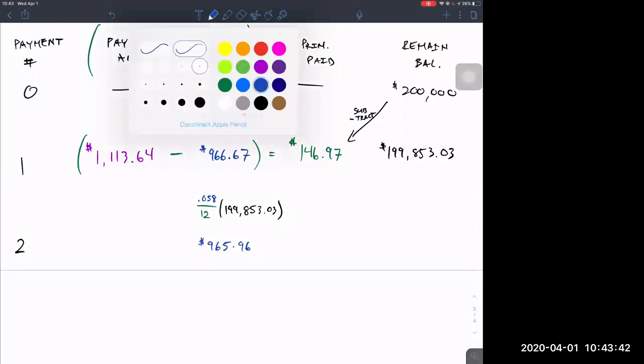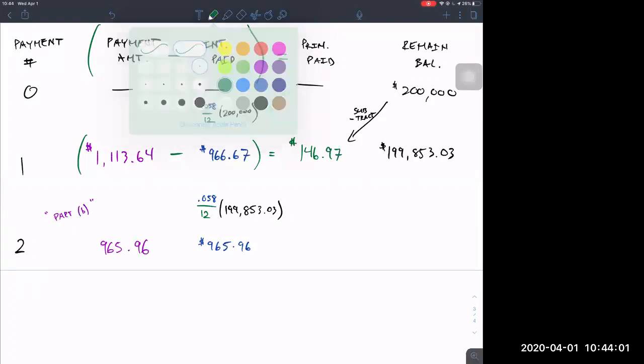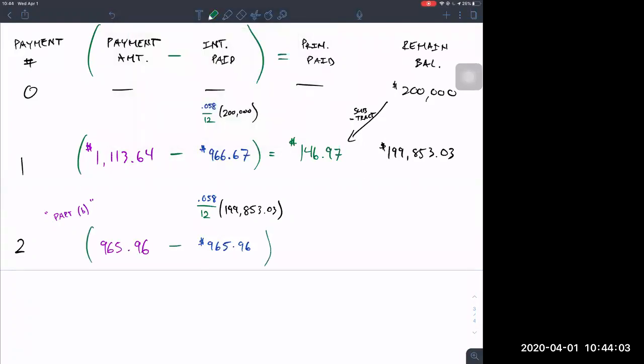So part B here, I'm going to write this in purple. In terms of question B, my question is, what if you paid the same amount? What happens? You follow through, you subtract. What's this difference? Not a hard question.